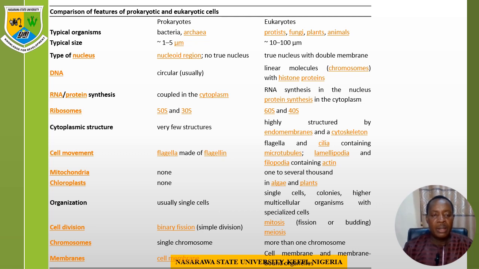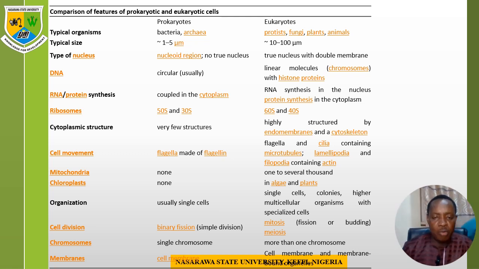That is for ribonucleic acid synthesis and protein synthesis. Of course, both will occur in the cytoplasm of the cells. Now, the cytoplasmic structure is quite few in prokaryotes, whereas it is highly structured in eukaryotes. For example, the endomembranes and the cytoskeleton are quite highly structured in eukaryotes.